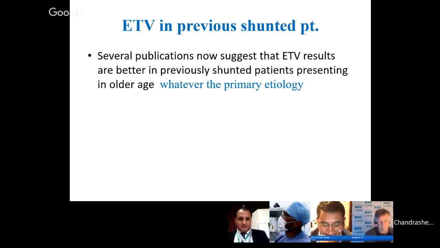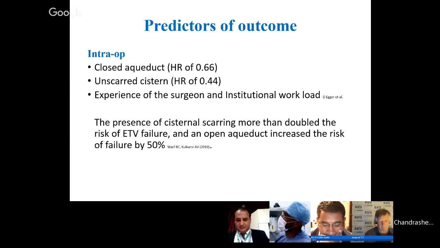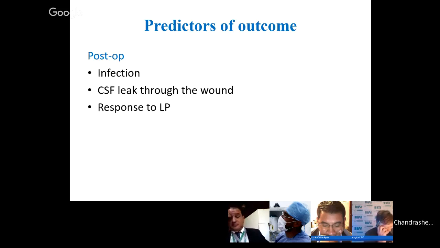We have found that in the last about 27 patients we have done for secondary ETV, that is, whatever may be the primary etiology, if we have done it for a shunt failure, our success rate has been about 70 to 80% in these patients, and this is predominantly dependent on the radiological finding that the lateral and third ventricles are large and the fourth ventricle is not so large. Among other predictors of outcome, CSF leak through the wound is found to be universally a bad predictor.